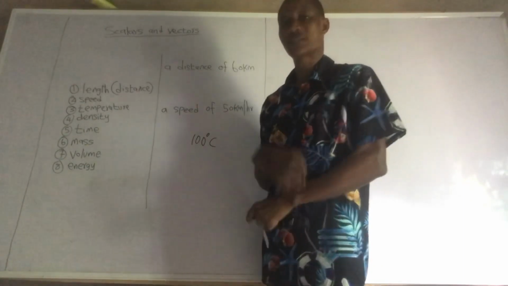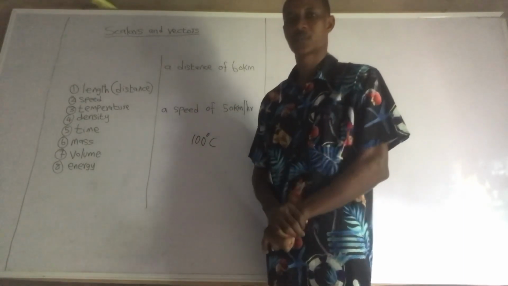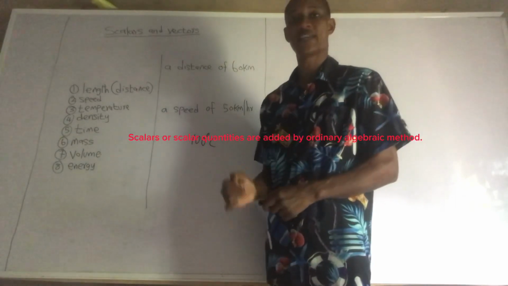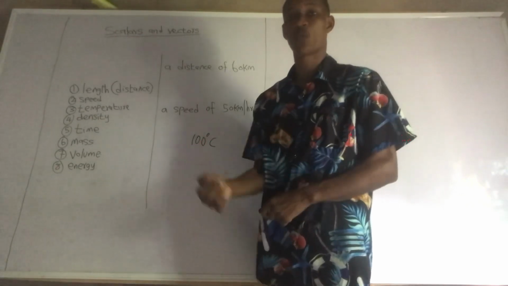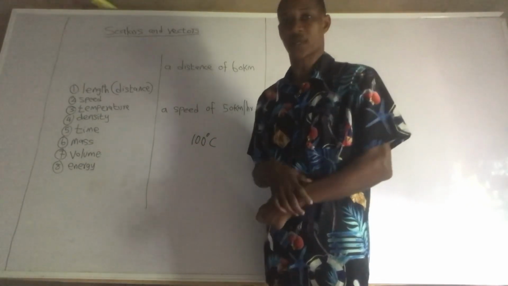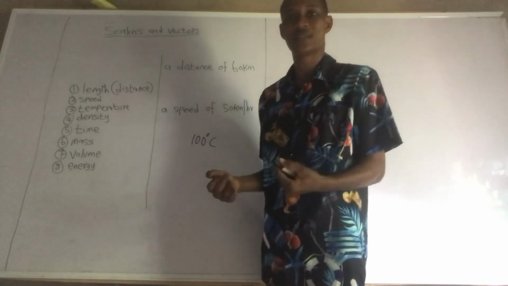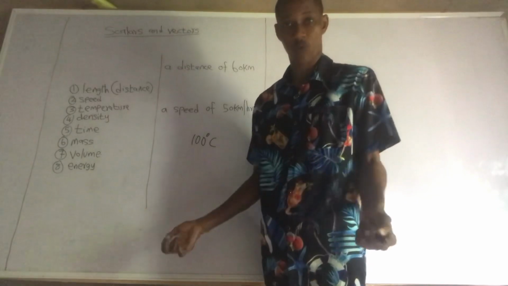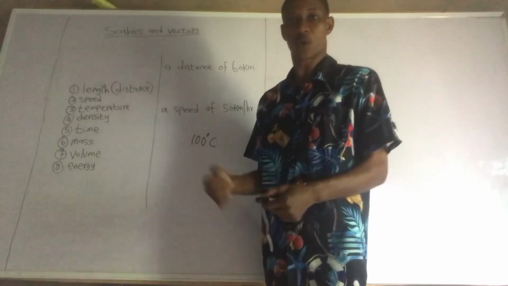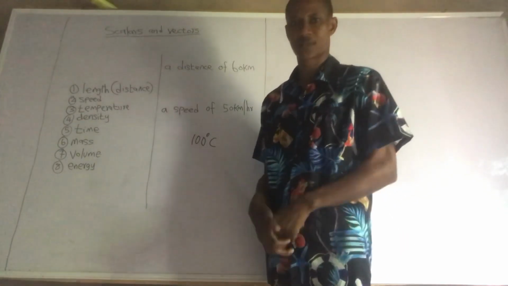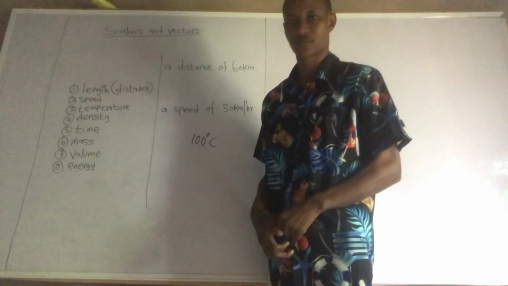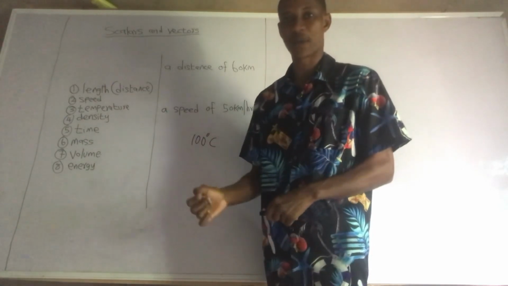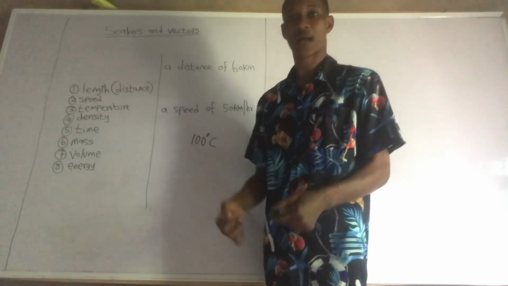Another thing we must know about scalars or scalar quantities is that scalars are added by ordinary algebraic method. I know you are wondering what I meant by that. It simply means that scalars are added the normal way you add numbers. Like if I say 2 plus 2, 4, 3 plus 3, 6, 1 plus 2, 3, just like that. That's how they add scalars. So let's take an example of scalar, which is volume, to explain what I mean by how scalars are added.